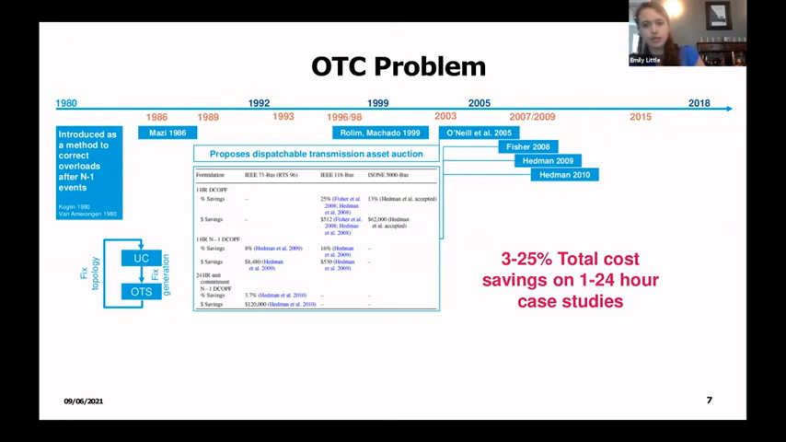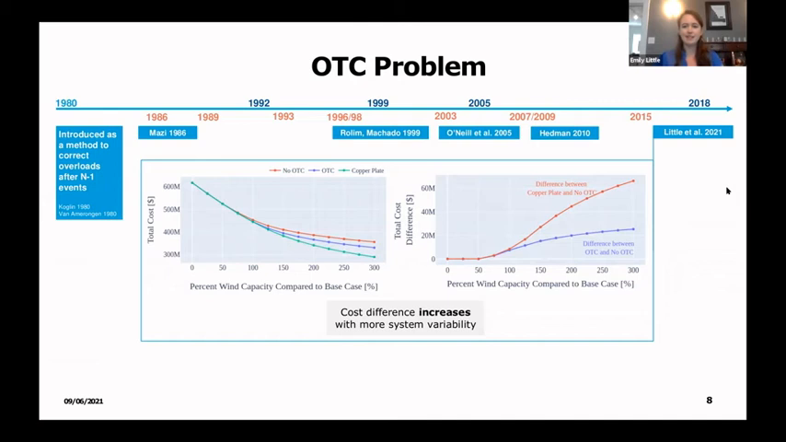A variety of studies in the 2000s and 2010s, some on nodal, some on zonal markets, found between 3 and 25% total cost savings on different studies between 1 and 24-hour time periods. Earlier this year, we worked on a study to analyze how this cost saving would evolve as we have more renewables in the system and as the system becomes more variable and more uncertain. For this study, we looked at three different variations of the DC optimal power flow problem, one with optimal transmission switching, one without, and a copper plate model with no transmission constraints, just to get an idea of the cost of congestion in this system, which was a 74 bus test system.